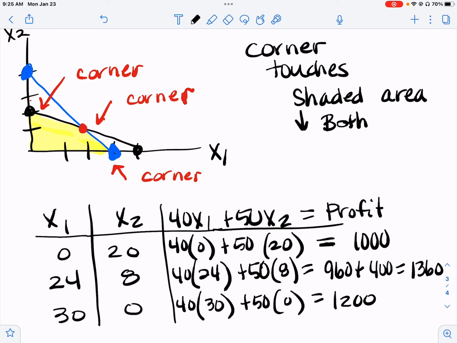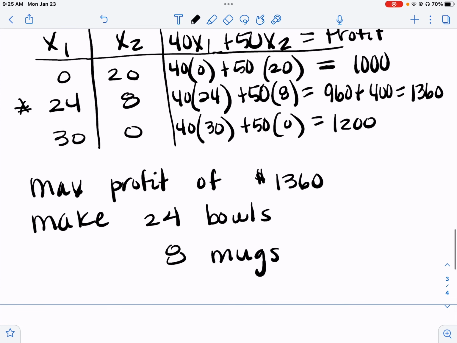Okay, so which profit had the highest? At (24, 8). So a max profit of $1360 is when x1 is 24 bowls and x2 is 8 mugs. And that's the end of that lesson.